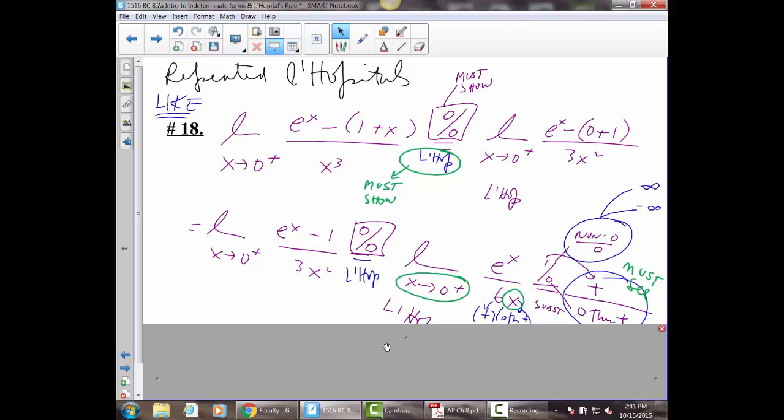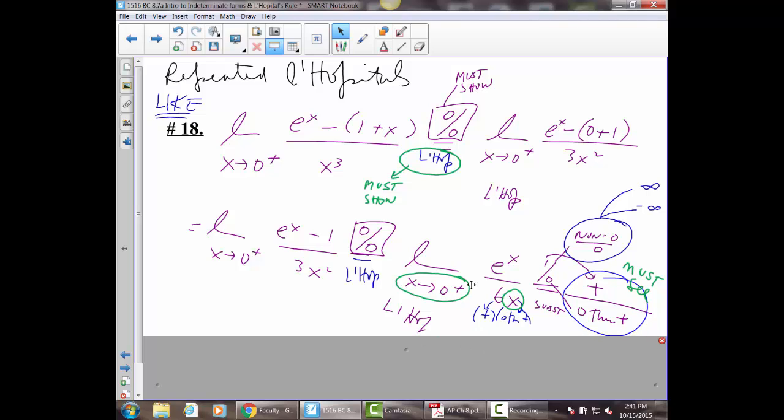Now, so I'm going to use L'Hopital's again. Notice how I write it above the equal sign that I got 0 over 0, and underneath I write L'Hopital's. So now I'm going to take the derivative of the top, which is e to the x, over the derivative of the bottom, 6x. This time, I do not get 0 over 0 anymore, because when I plug 0 into the top this time, I get e to the 0 is 1. The denominator is 6 times 0, which is 0.